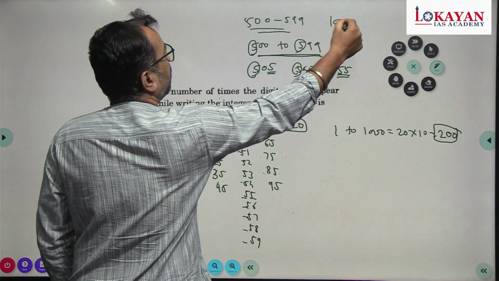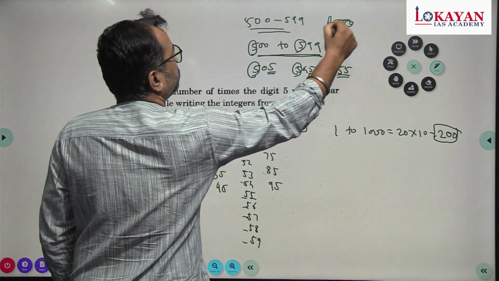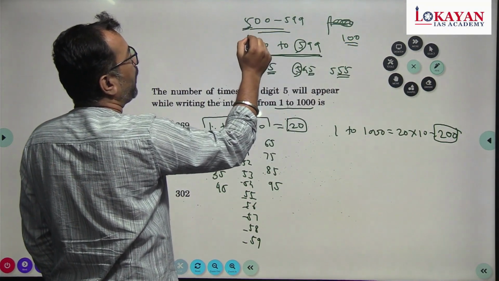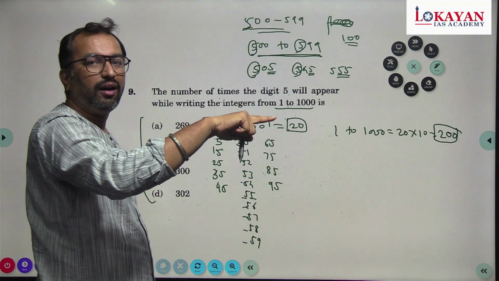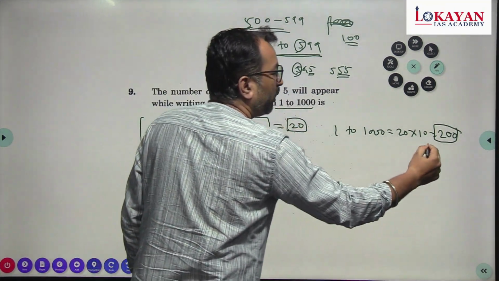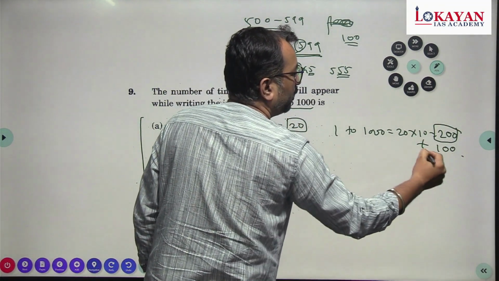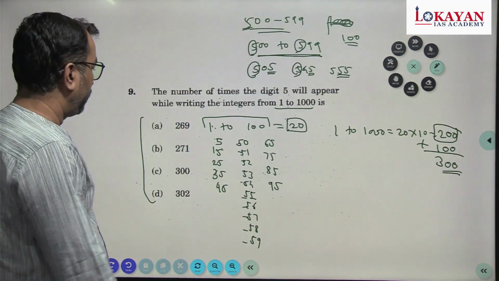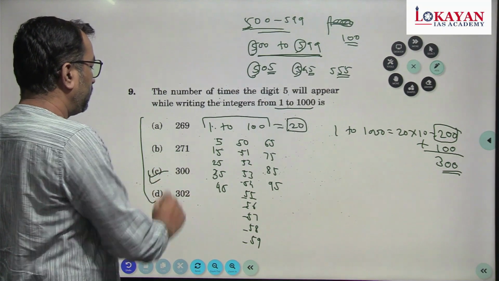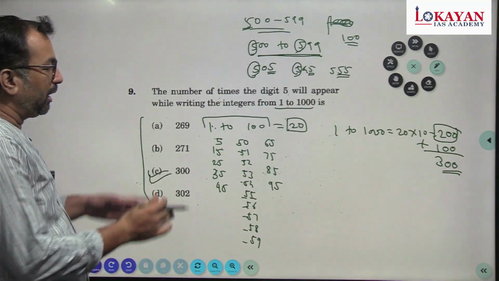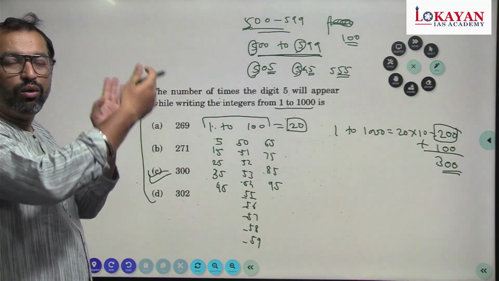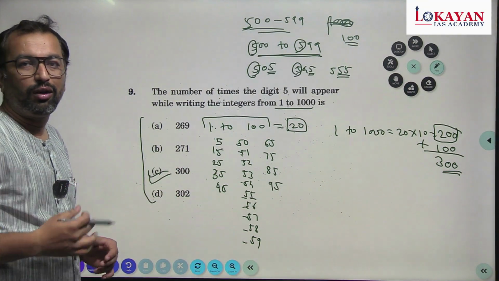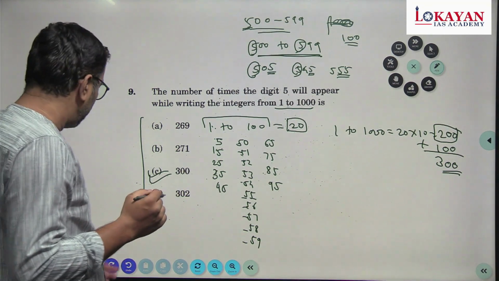100 numbers are there. So 100 times a 5 is going to come in the place of 100 place. So I need to add 100 here. So total number of 5s will be 300. Option number C. See, I have just found the pattern that was hidden inside, because it is not manually possible to calculate each and every number, right?